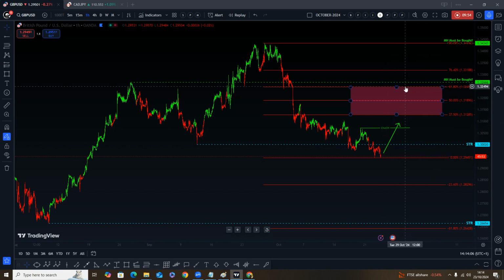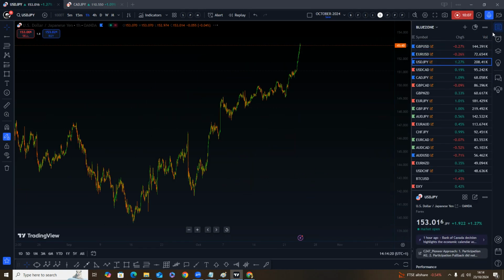This will be a spot trade. You're buying, you're closing your position. A pullback, you buy, you close your position. A pullback, you buy, you close your position. That's the way we're going to engage the pound US dollar. The next one is the dollar yen.